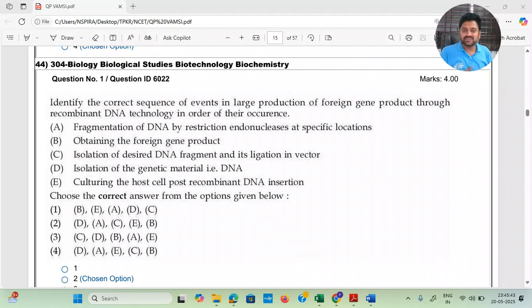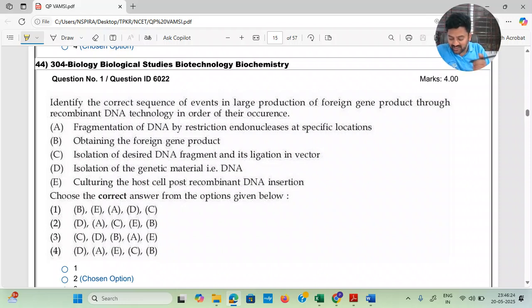Identify the correct sequence of events in large production of foreign gene product through recombinant DNA technology in order of their occurrence. Here you can see they have given some 5 steps. The first step will be isolation of the genetic material, that is DNA. So we need to search for the first option, D. There are second as well as fourth. Then when we move to the second layer, after isolation of the DNA, we will be using restriction endonucleases to cut the DNA into fragments.